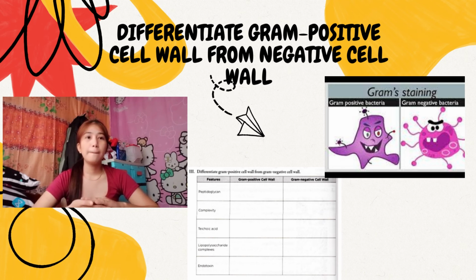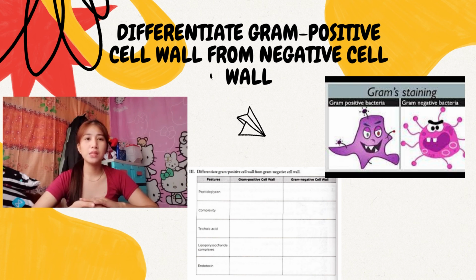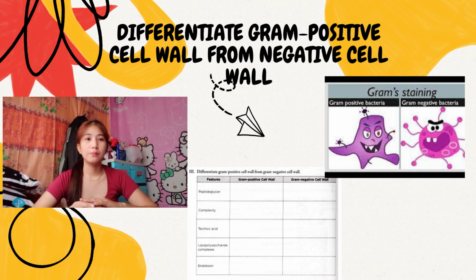In feature lipopolysaccharide complexes, the gram-positive cell wall has none and the gram-negative cell wall has high. And the last feature indicated in our tabulation is endotoxin. The gram-positive cell wall is absent while the gram-negative cell wall is present.